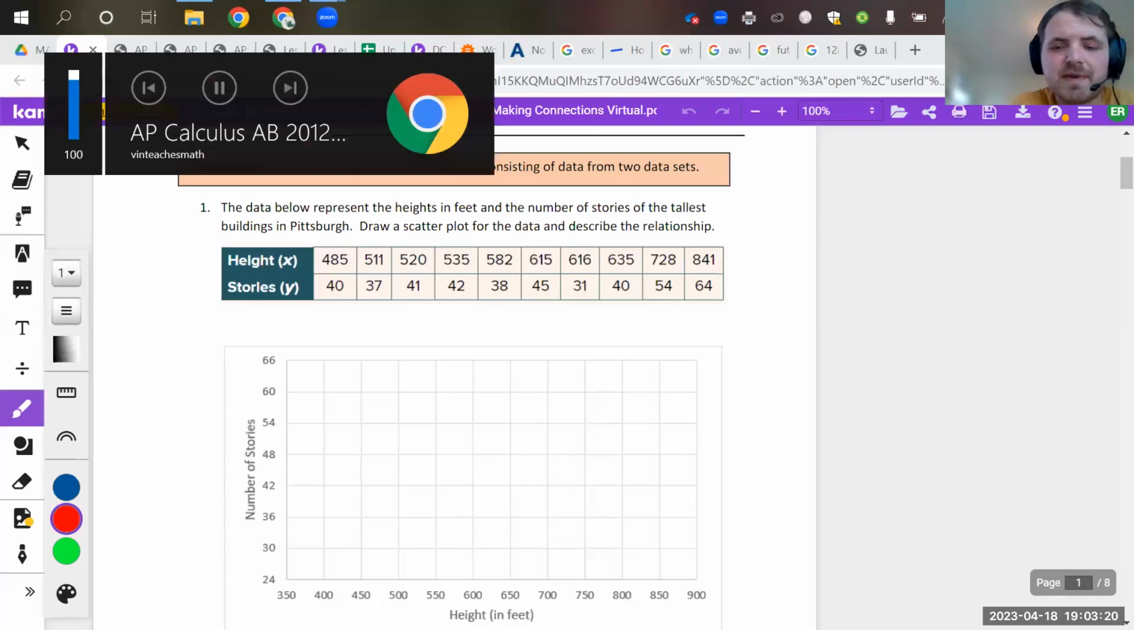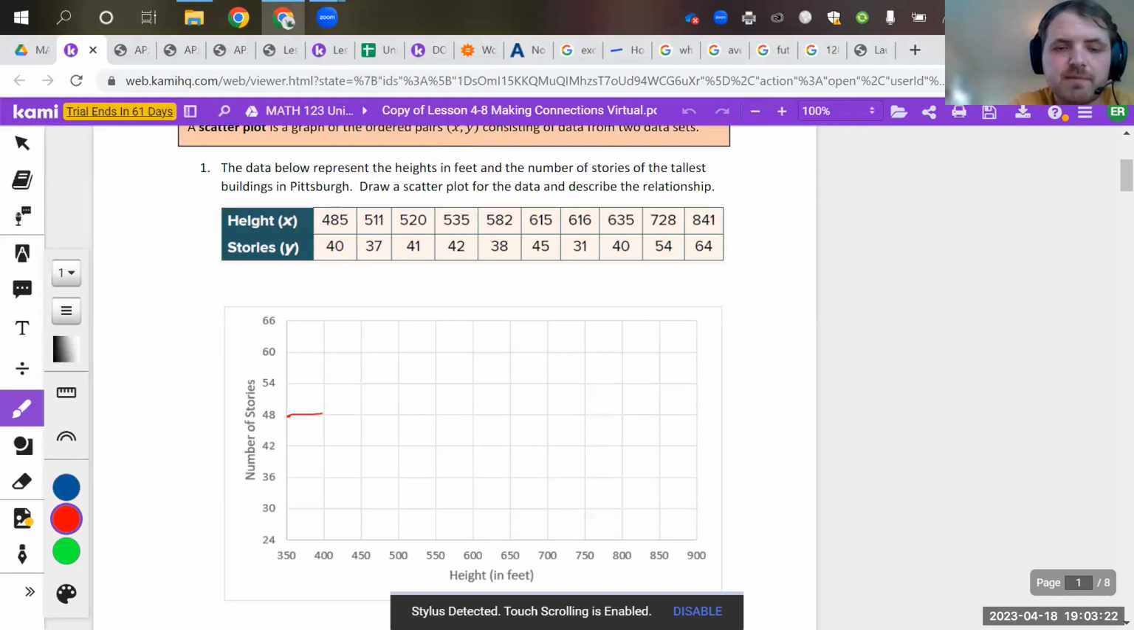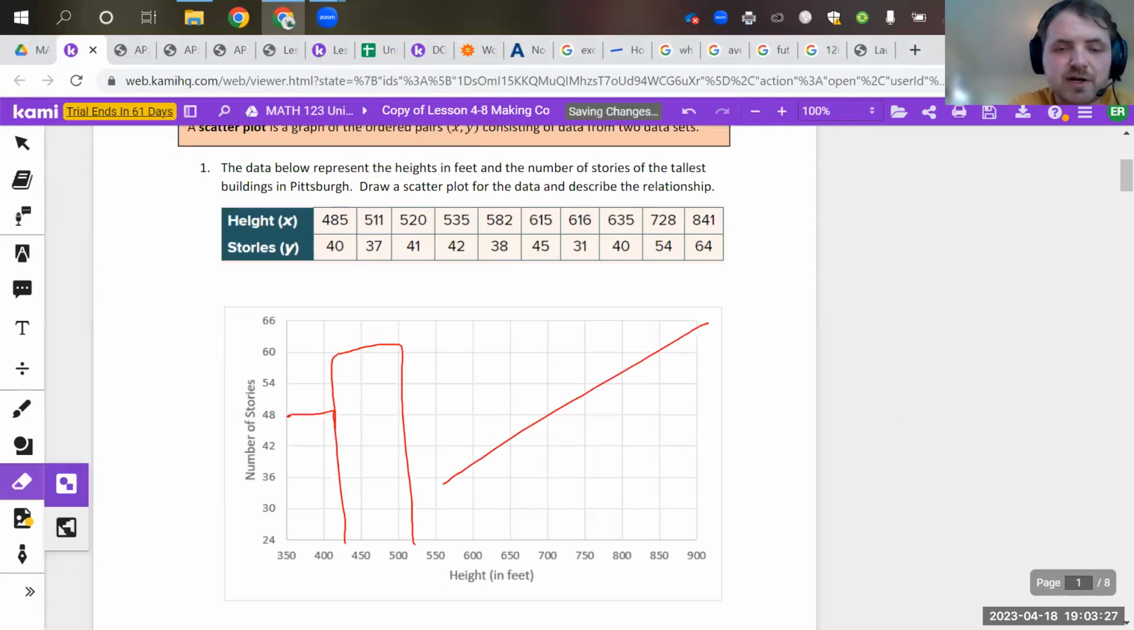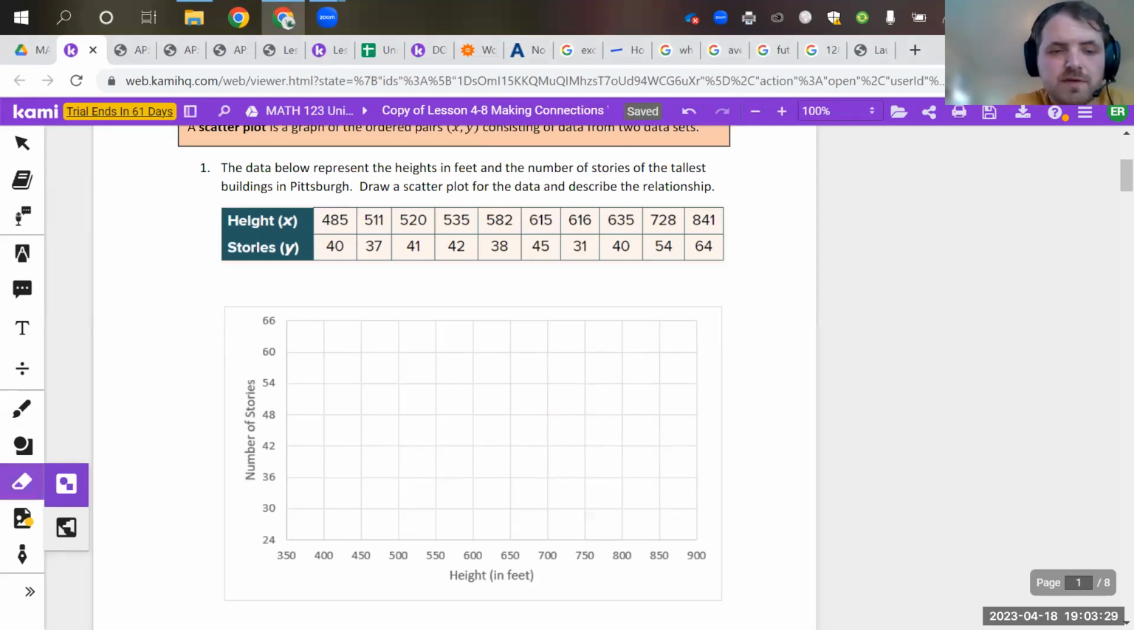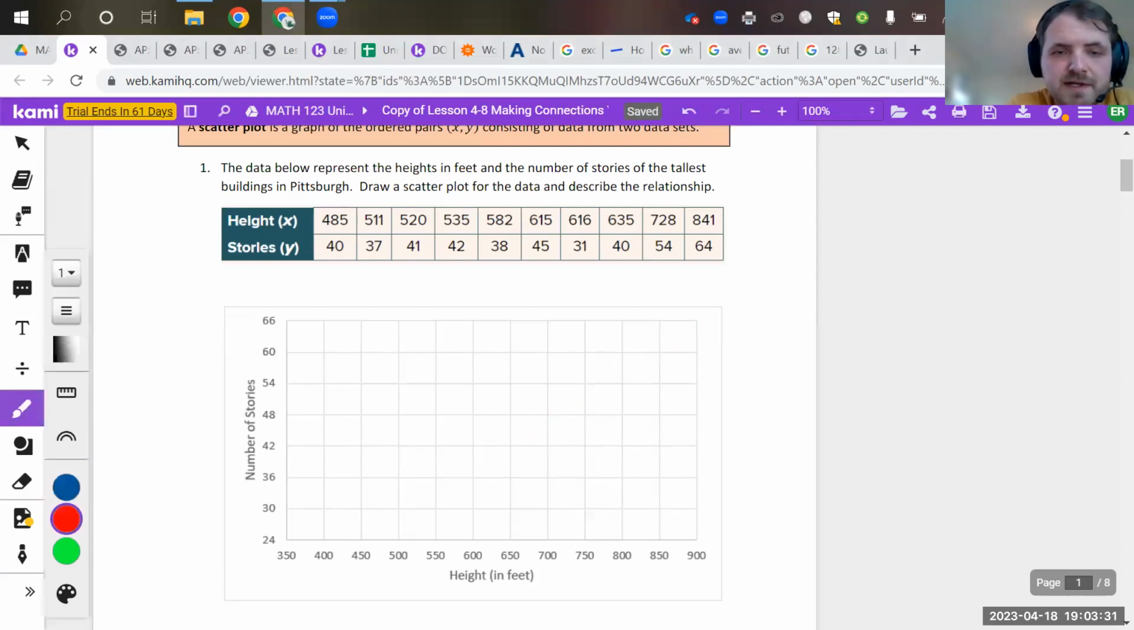So a scatter plot, basically, we've only been really dealing with bar graphs and things like that, or just a straight line. A scatter plot is where it's going to be all over the place. So I'm going to plot a couple points here. This book really likes to put the columns across instead of straight up and down.